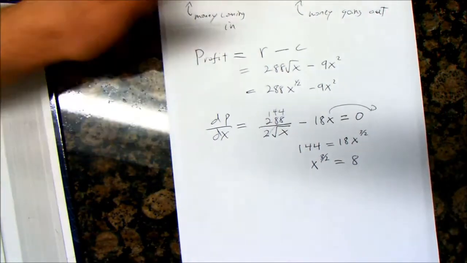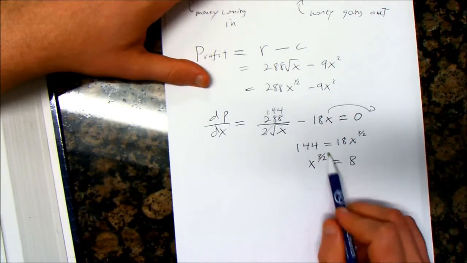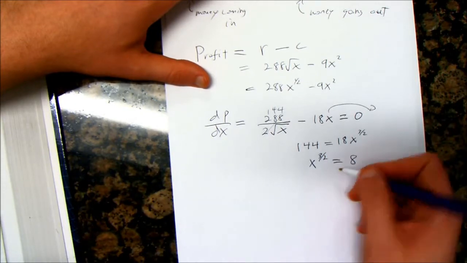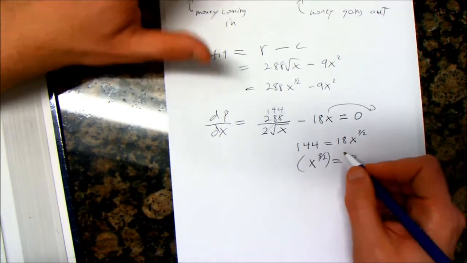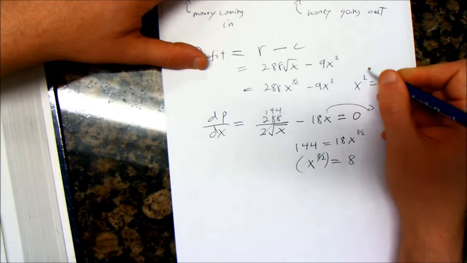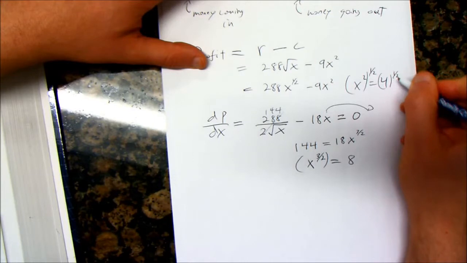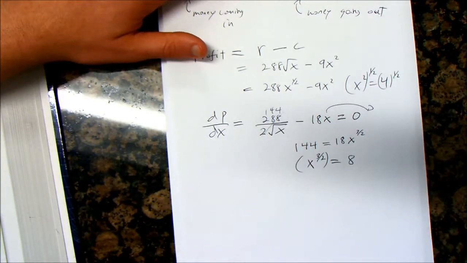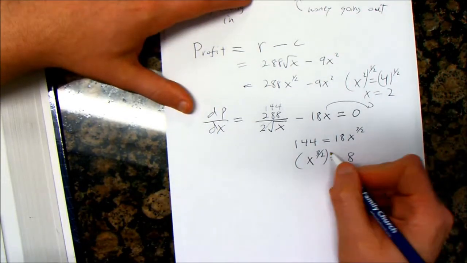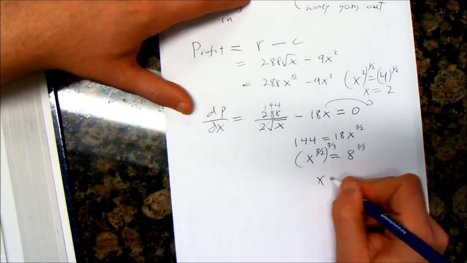All right. Now you should be able to do this without a calculator. The easiest way to solve a fractional power is to take the reciprocal of that power. So like if I have x squared equals 4, when I take the square root, I'm really applying the reciprocal power, right? 1/2. So we get x is equal to 2. So if I apply 2/3 here, I get x is equal to 8 to the 2/3.